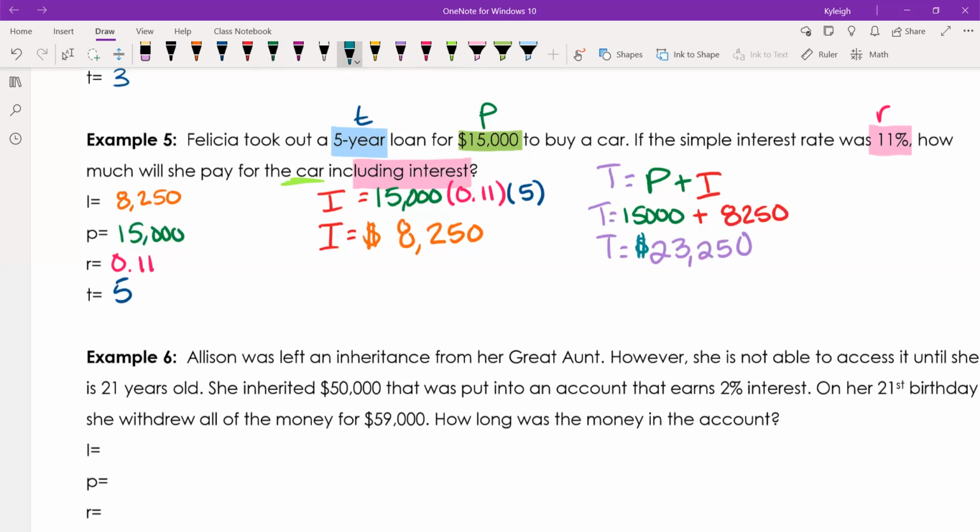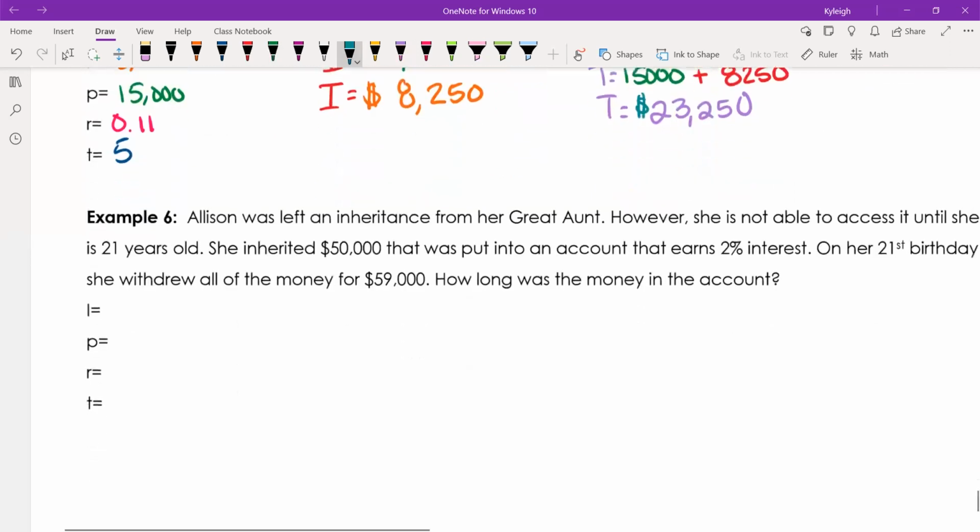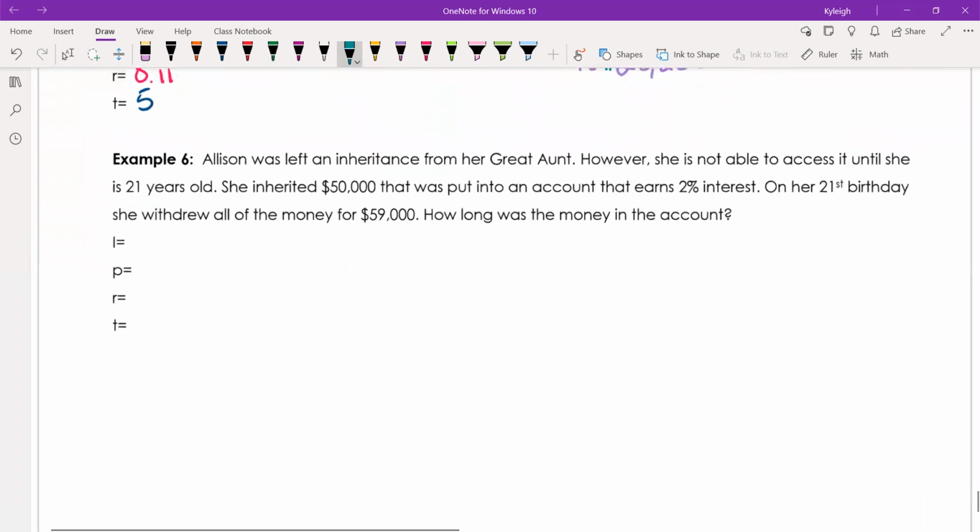Okay. So make sure we're reading the whole question, since it's not just asking for interest. It wants what will she pay for the car, including interest. So you have to combine both. Okay. So I want you to try to start looking at example 6. So read that to yourself for me. So we were left an inheritance. She had 50,000 put into a bank account. So that's the principal.